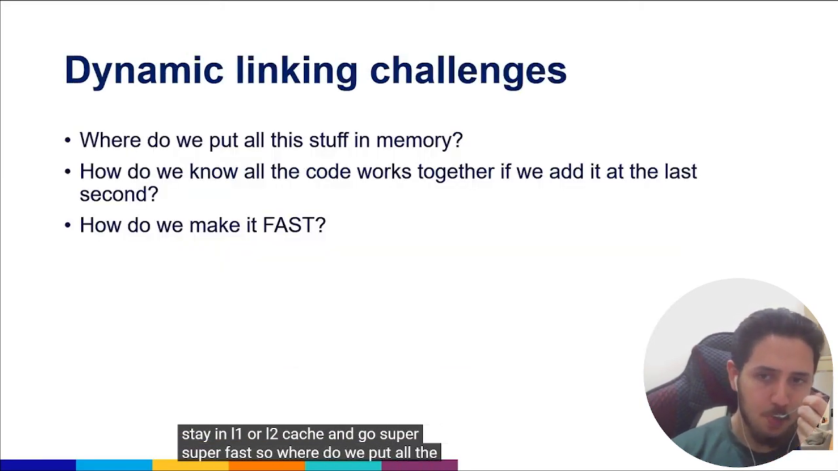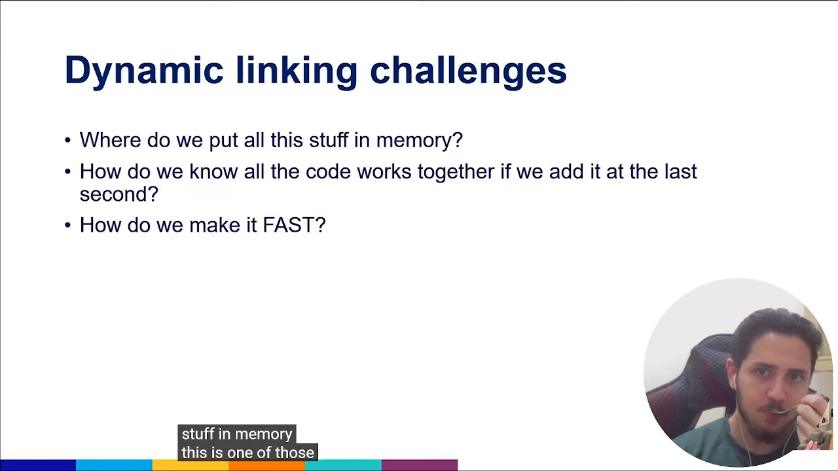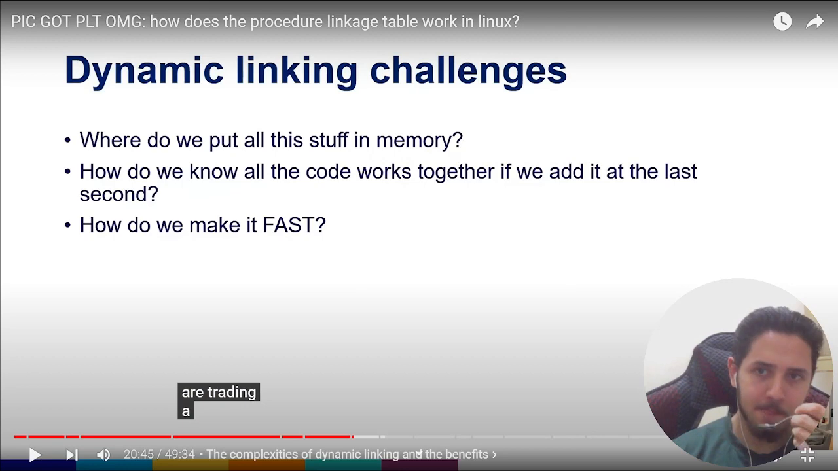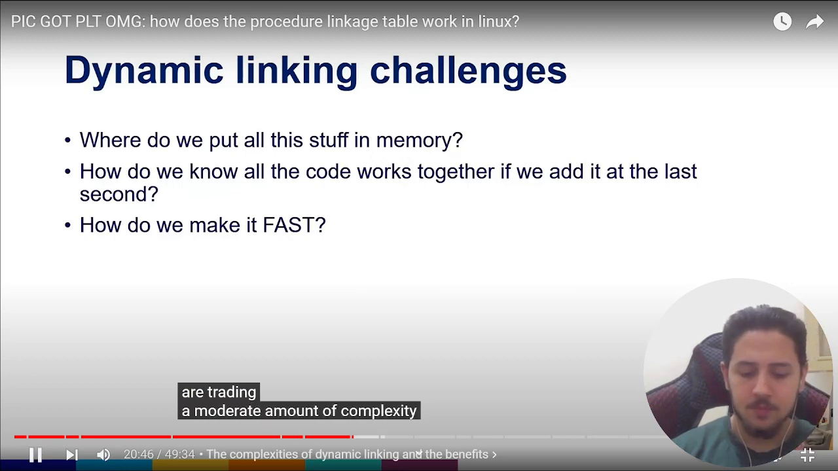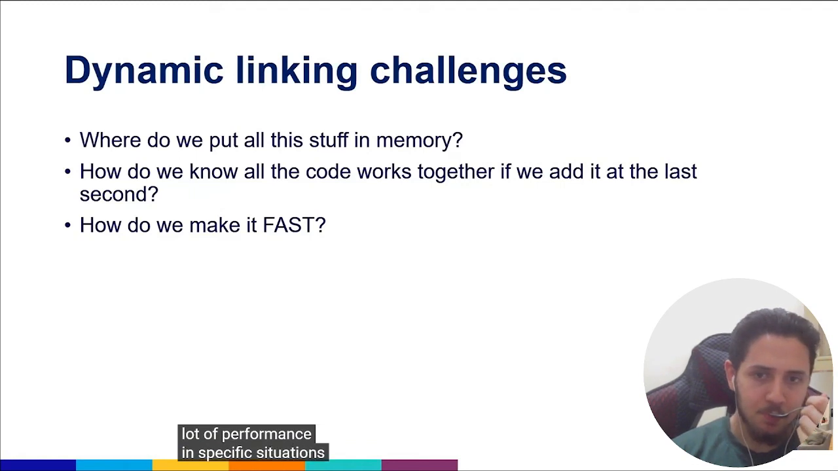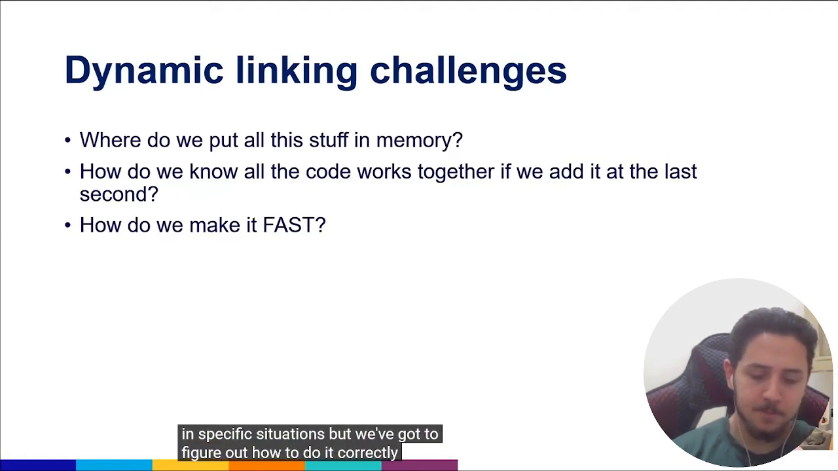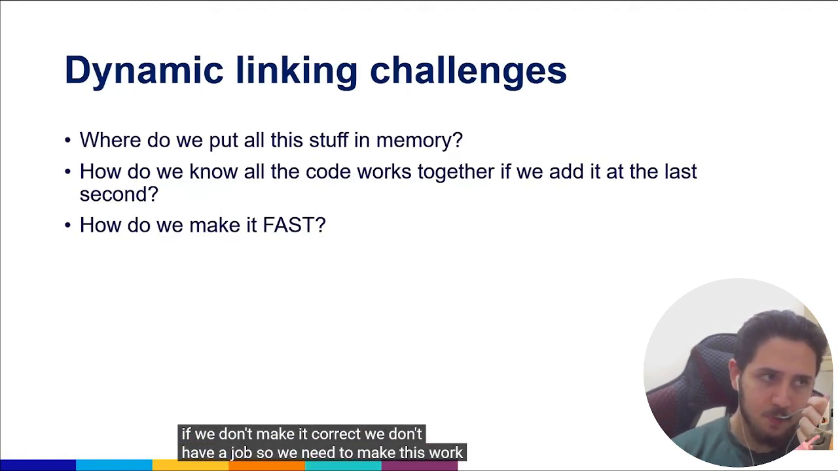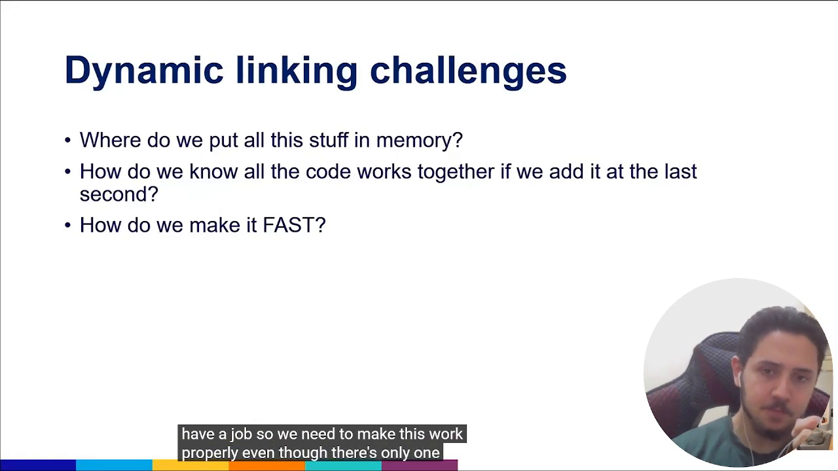So where do we put all this stuff in memory? This is one of those big challenges. We are trading a moderate amount of complexity for a lot of performance in specific situations, but we've got to figure out how to do it correctly. Remember, this is our most important thing. If we don't make it correct, we don't have a job. So we need to make this work properly, even though there's only one copy.